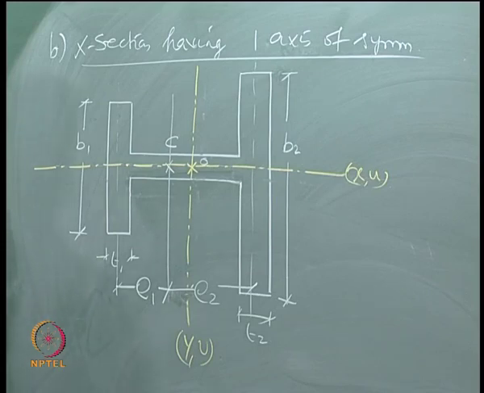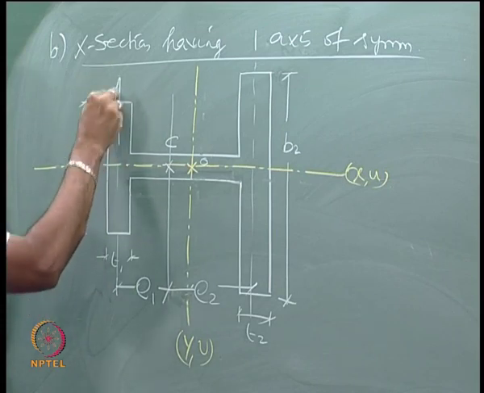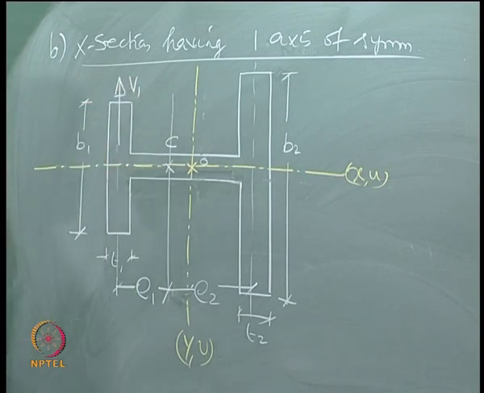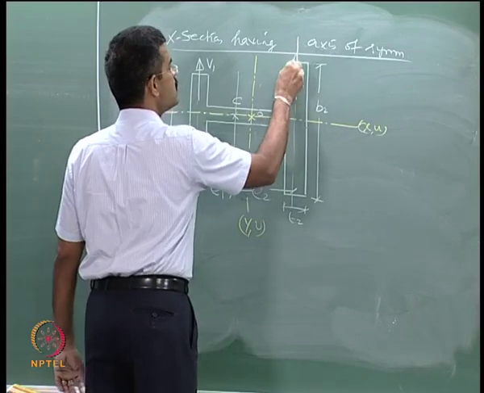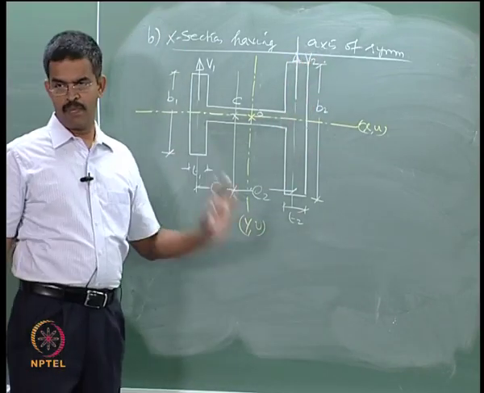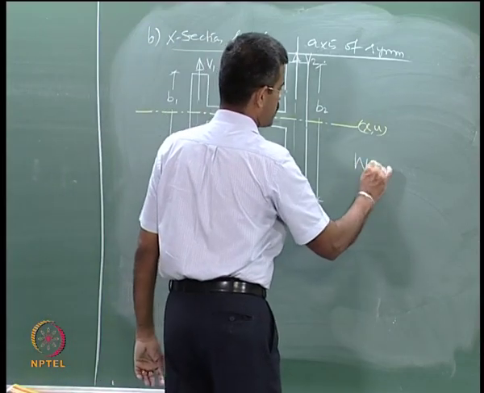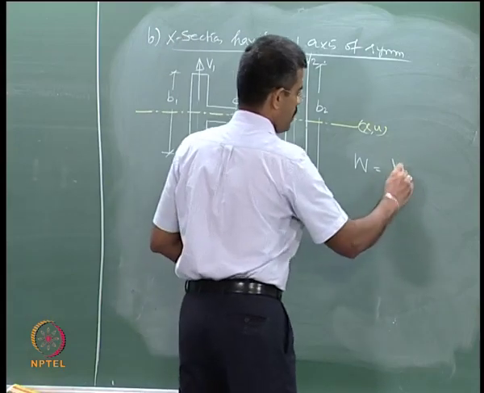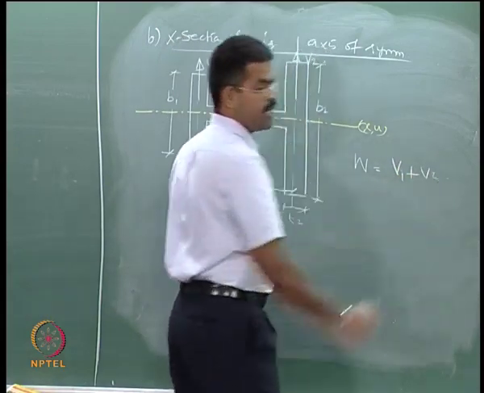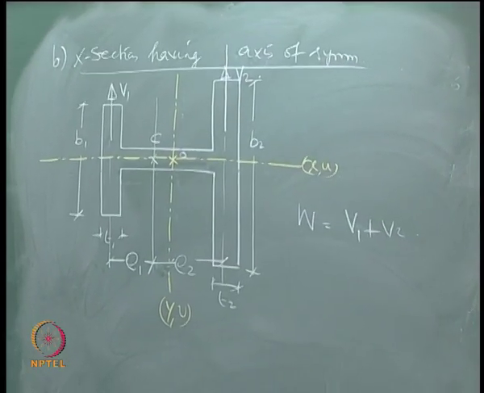Let us say the shear resistance of this flange is V1 and of this flange is V2, and I am neglecting the web, okay. So, the total load acting on the system will now be resisted only by V1 and V2, this is equation number 1.